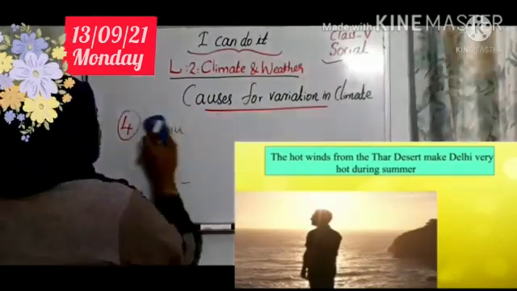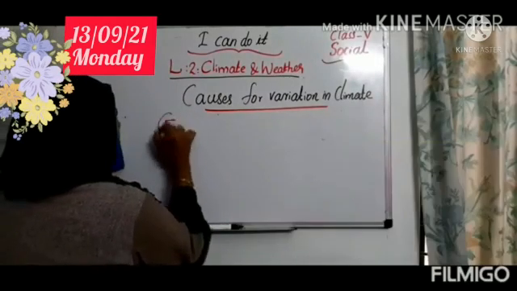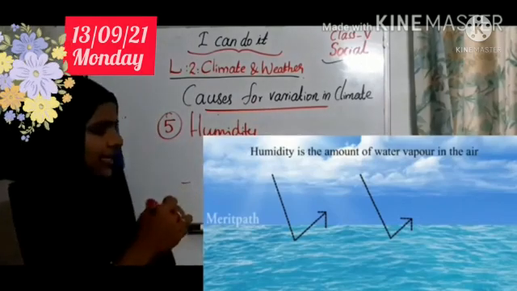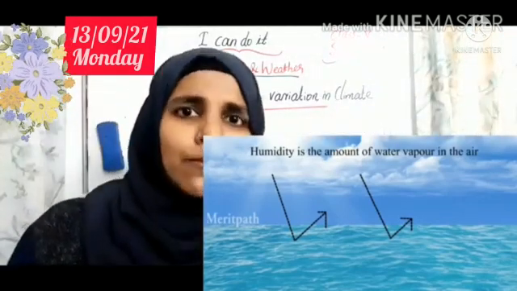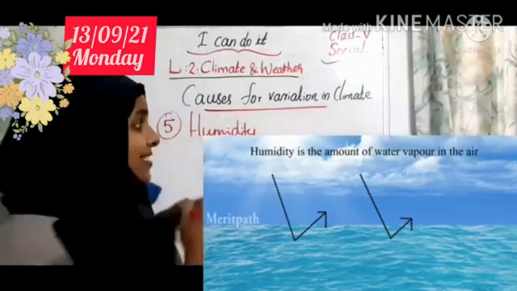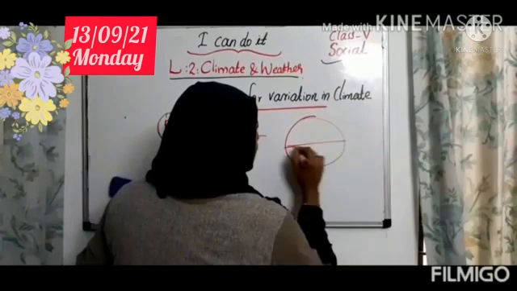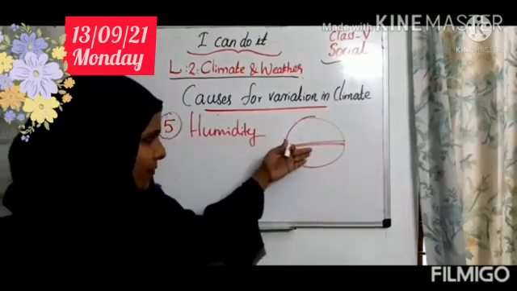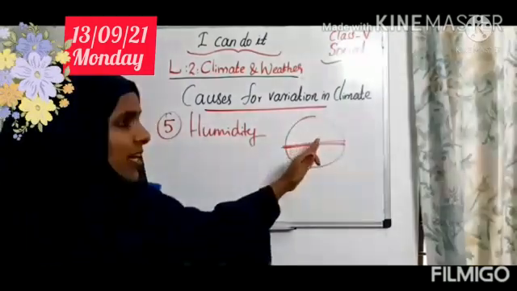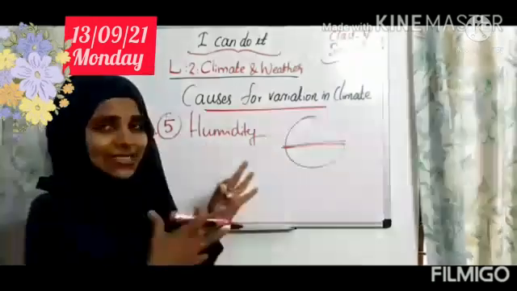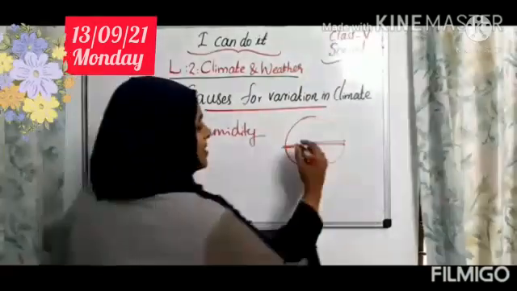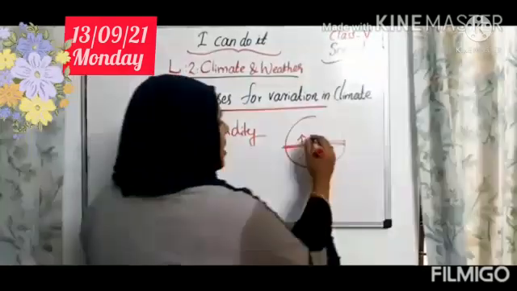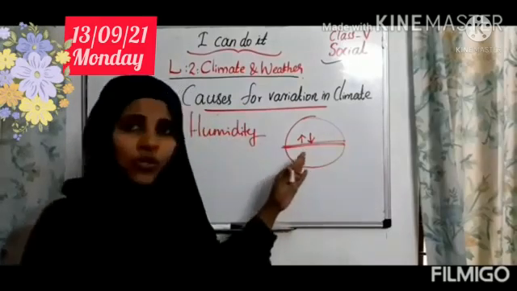The next one, the fifth one, is humidity. Okay, what is humidity, children? Humidity is the amount of water vapor present in the atmosphere. Places near the equator get heated very fast because sunlight falls directly on the equator. So places near the equator are very humid, they get heated very fast. So humidity is high in these places, and rainfall is also high. Okay, and they cool down very fast.